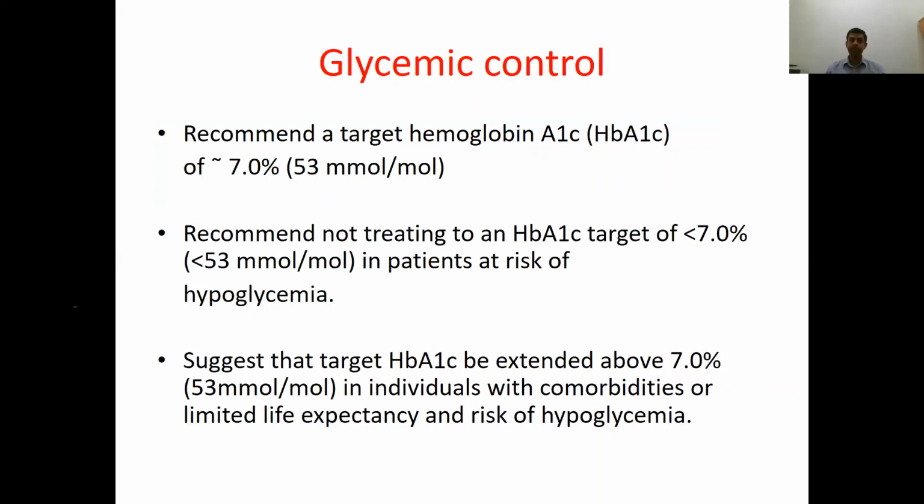The next important aspect is your glycemic control. You have to target an HbA1c around 7%. However, if a person is at high risk of developing hypoglycemia, especially your elderly patients, your frail patients, sometimes you might have to be a bit more lenient and relax this target, and maybe even accept an HbA1c around 7.5%. But on average, you need to target an HbA1c around 7% for these patients.